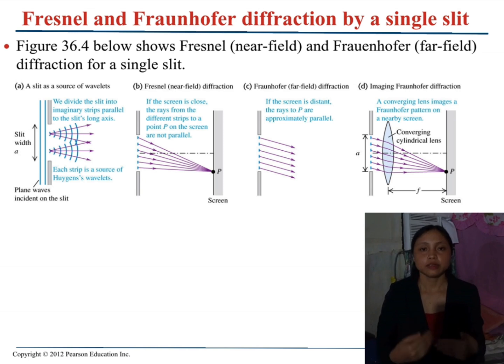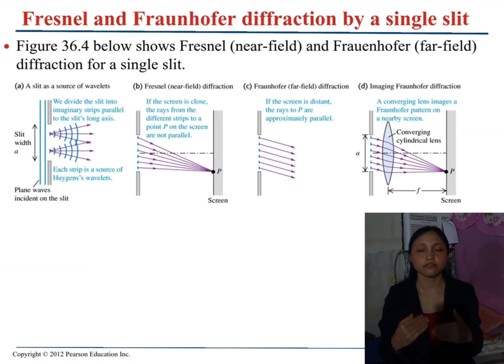This slide compares Fresnel and Fraunhofer diffraction. In Fresnel diffraction, the wavefront reaching the obstacle is curved because the source is relatively close. The diffraction pattern changes depending on the distance between the screen and the obstacle. In Fraunhofer diffraction, the wavefront is essentially flat because the light source is very far away.